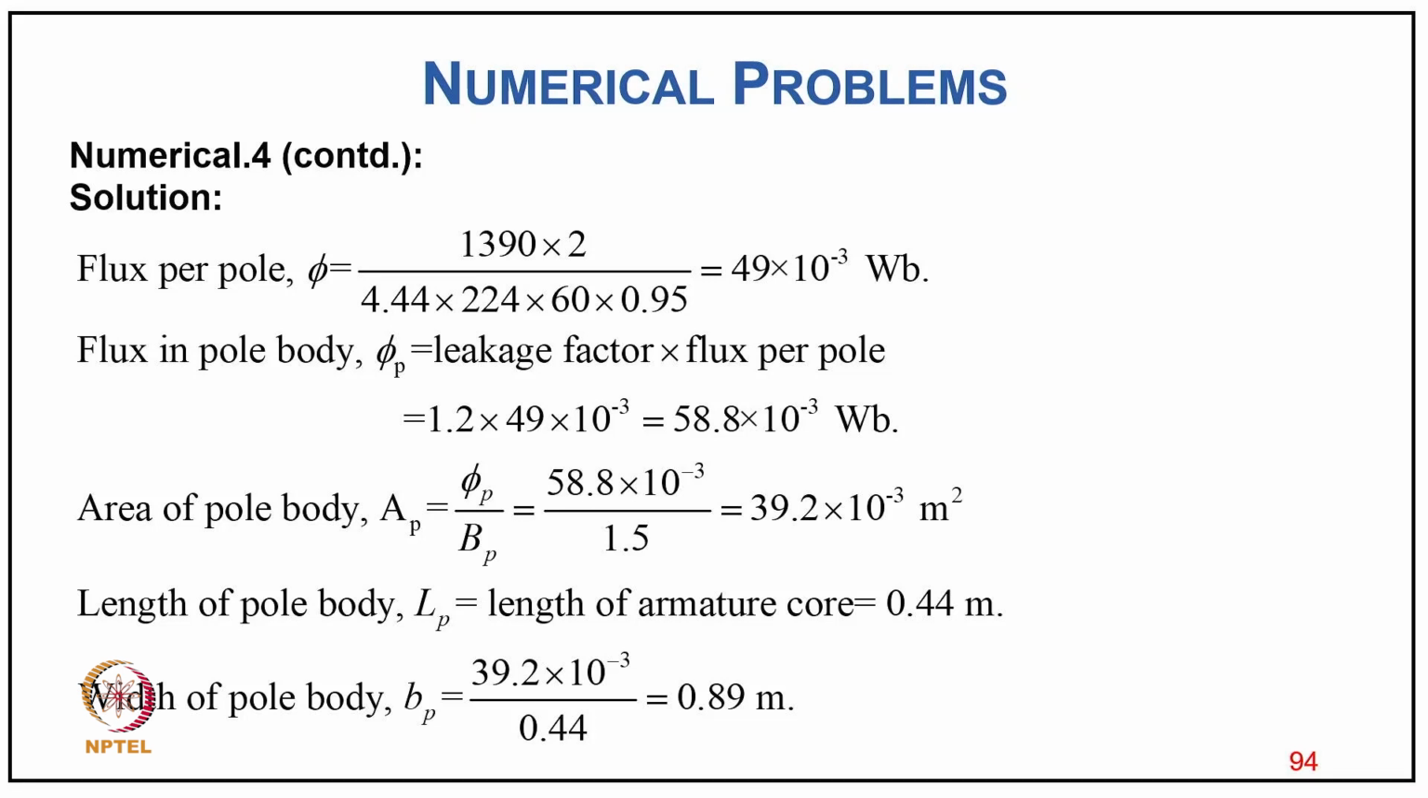Area of the pole body AP is ΦP on BP, so putting value it comes 39.2 into 10 power minus 3 meter square, and length of the pole body LP equal to length of core is 0.44 meter, and width of the pole body BP, putting the value, comes 0.89 meter.